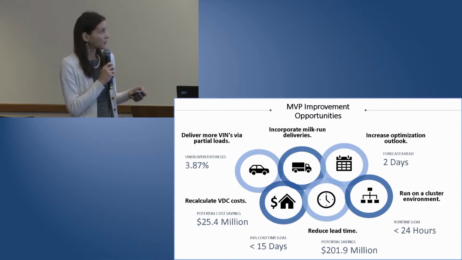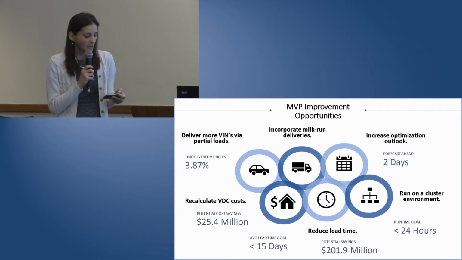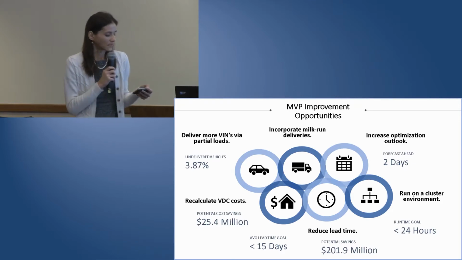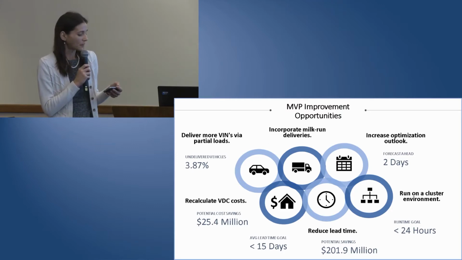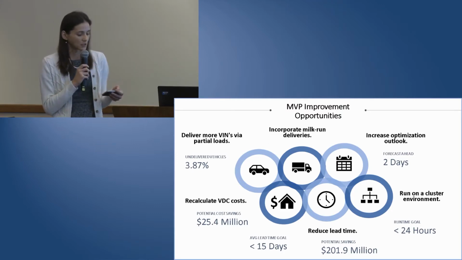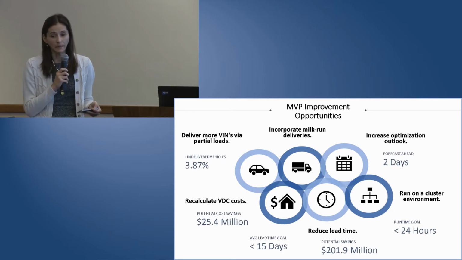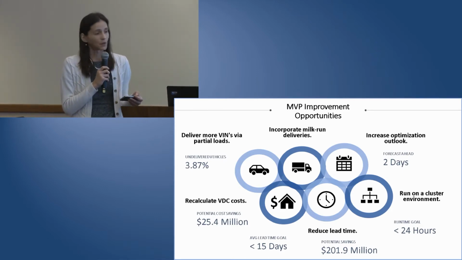We'd like to deliver more vehicles via partial load. Currently, we only ship full loads, and currently in our model, 3.87% of vehicles don't make it to the dealer. We could improve by incorporating milk run deliveries and considering shipping to nearby VDCs based on capacity levels to avoid overflow cost. We'd really like to reduce our lead time and get it down to less than 2 weeks. And if we did this, we could save $201.9 million.